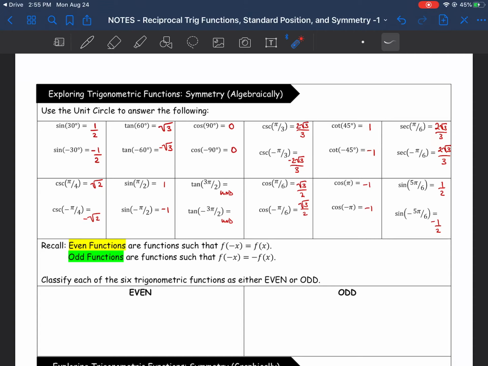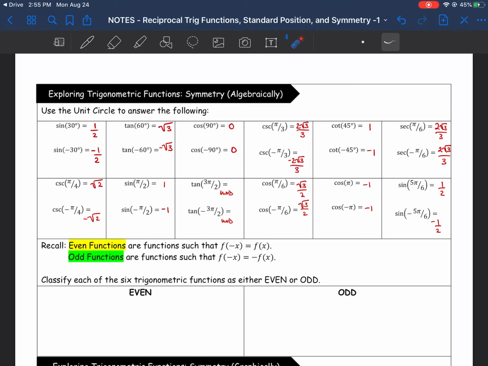So, for example, let's look at the cosine. Let's look at this example right here. If I take the cosine of positive pi, I got negative 1. But if I plugged in the cosine of negative pi, notice that I get negative 1 again. So that would be an even function.